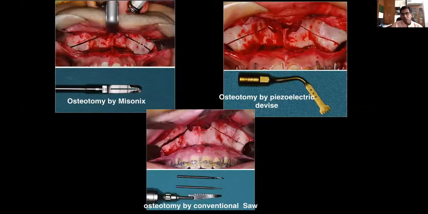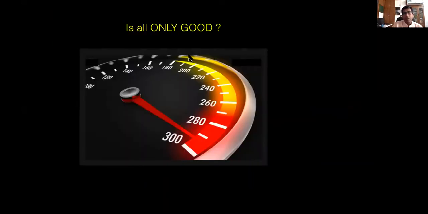And this is the osteotomy, this is Le Fort's osteotomy, we'll just skip it. So is it all good? We are talking about something which can increase the rashness of an orthopedic surgeon, because we are always blamed as being surgeons and super surgeons.